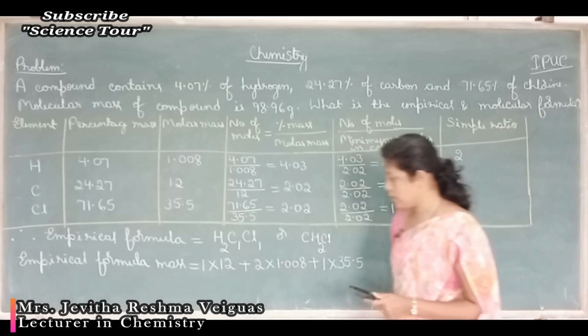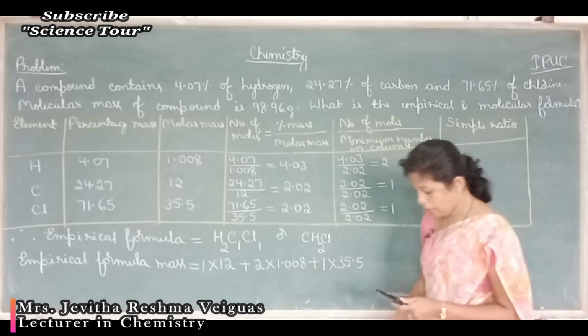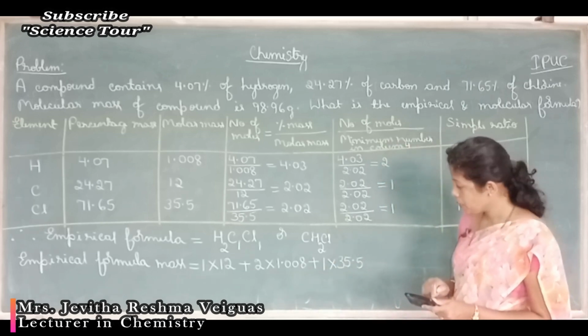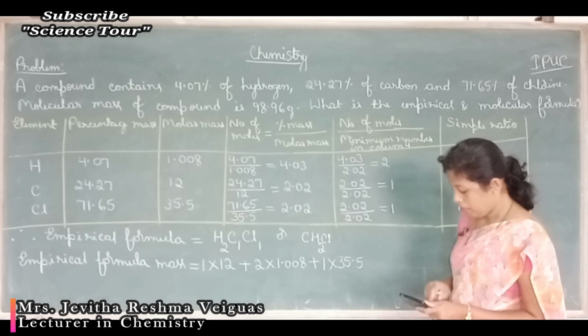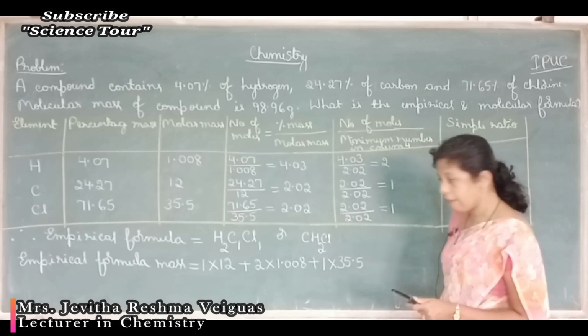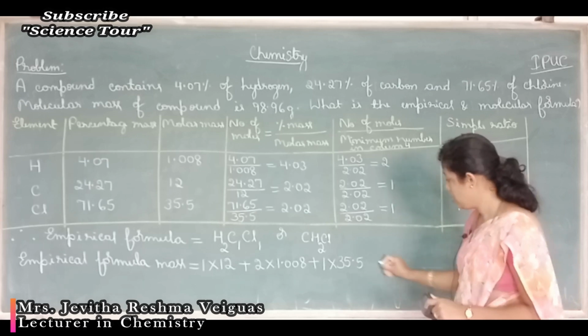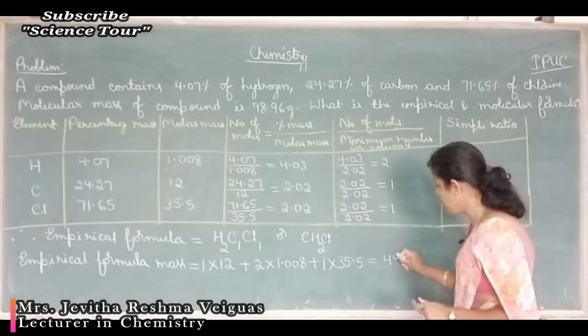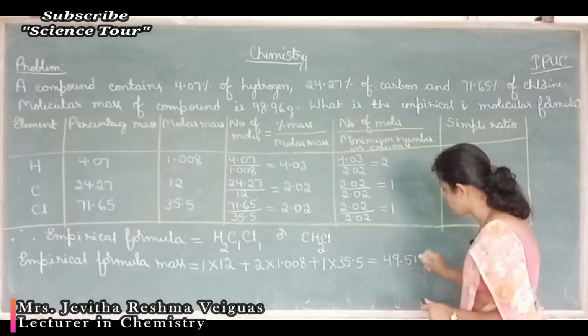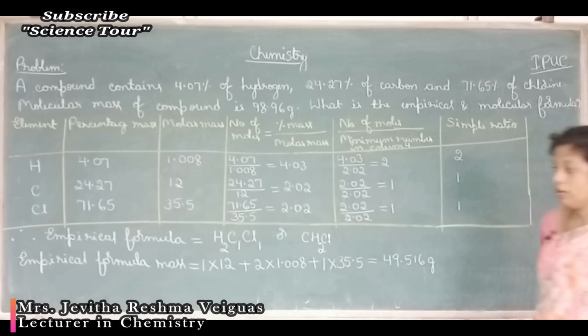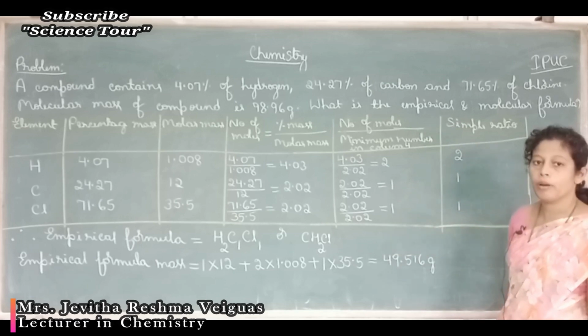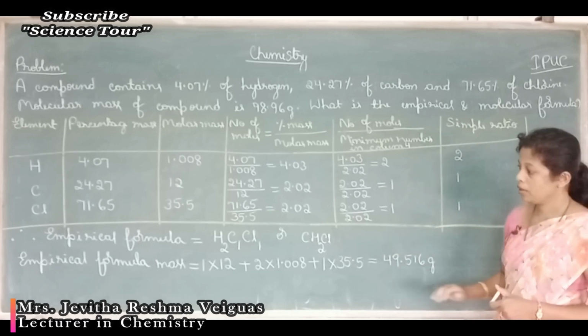So now find the empirical formula mass. 1 into 12 is 12, 2 into 1.008 is 2.016, 1 into 35.5 is 35.5. Add all these numbers. What you get is 49.516 grams as the answer. This is the empirical formula mass for the empirical formula we have obtained here.